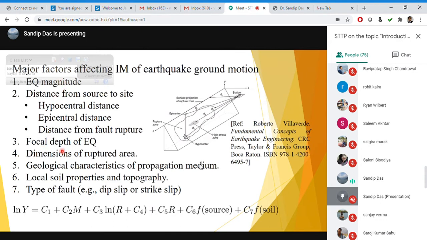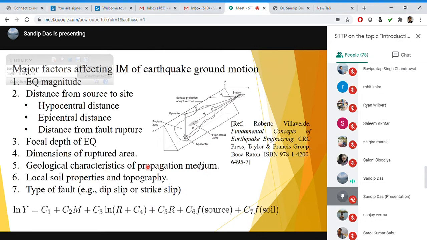Then you have the focal depth. Of course, the hypocentral distance is dependent on the focal depth, but you can still consider focal depth separately, because there is certain physics which explicitly depends on how deep the event is. If you want to capture that effect, you have to consider focal depth again. Then you have the dimension of the rupture area, and the geological characteristics of the wave propagation of the medium, which are sometimes very difficult to characterize.